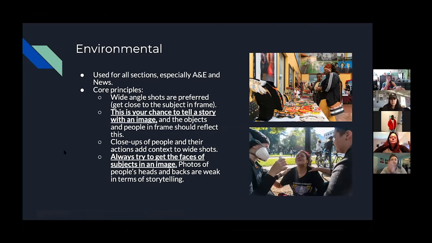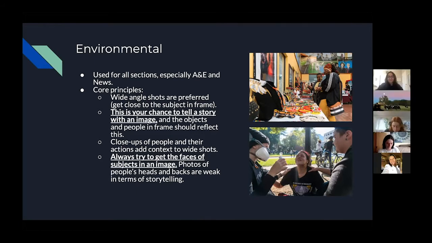So for environmental photos, we use them again for all sections, like I said, but environmental photos tend to show up more in A&E and news. Opinion is kind of, and I'm sure Mercy's in here, or Cameron, so that they could attest to this. But I personally found that I'm using environmental photos more for arts and entertainment and news.